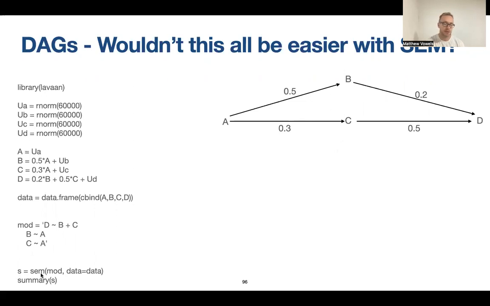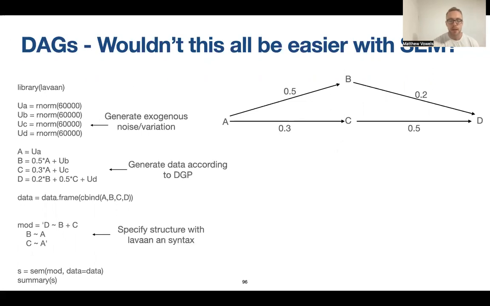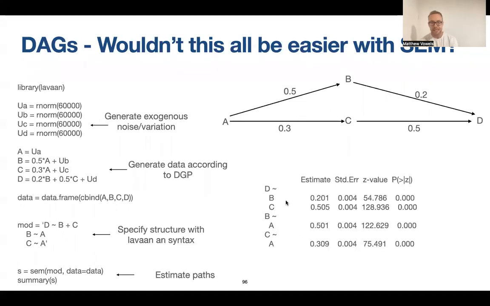So we have the model equals SEM of mod, and then feed the data in. And then we look at the summary. And what we find is that indeed it gives us all the correct results. It gives us results for each of these paths. B to D is 0.2, C to D is 0.5, A to B is 0.5, and A to C is 0.3. So that was all correct. So if you are confident in the structure, you can use SEM to estimate all those paths.